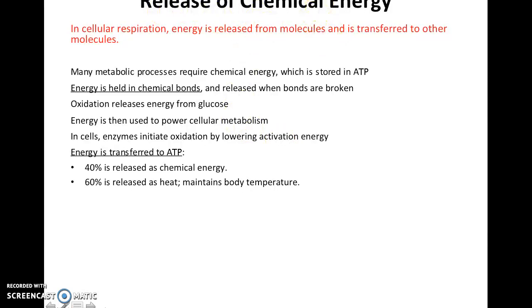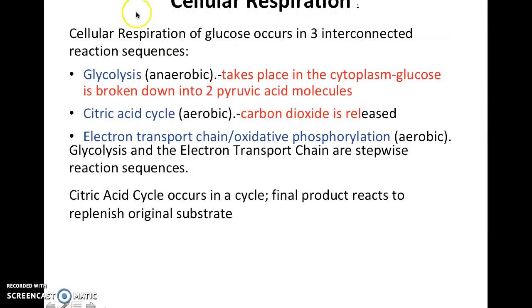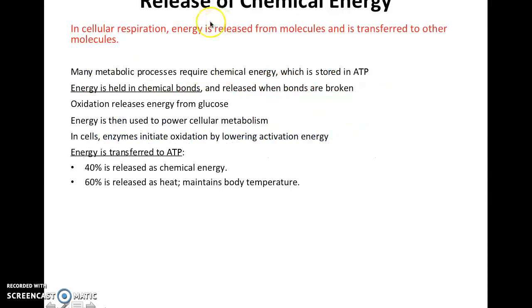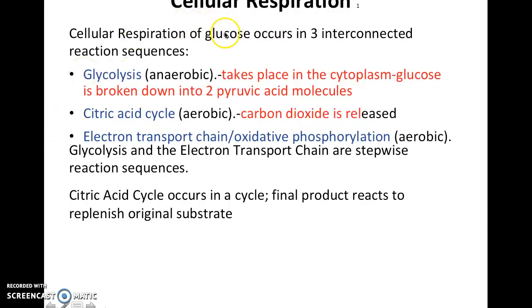Now, release of chemical energy. Chemical energy is released in cellular respiration from molecules, and it's transferred into other molecules. So energy is held in chemical bonds. So what is going on in cellular respiration? We are breaking some bonds and forming other bonds. Cellular respiration occurs in 3 different phases. One is glycolysis, next is the citric acid cycle, and next is electron transport chain.